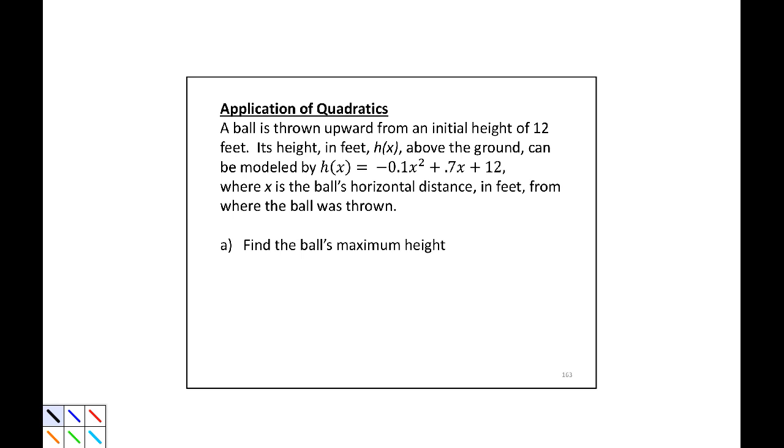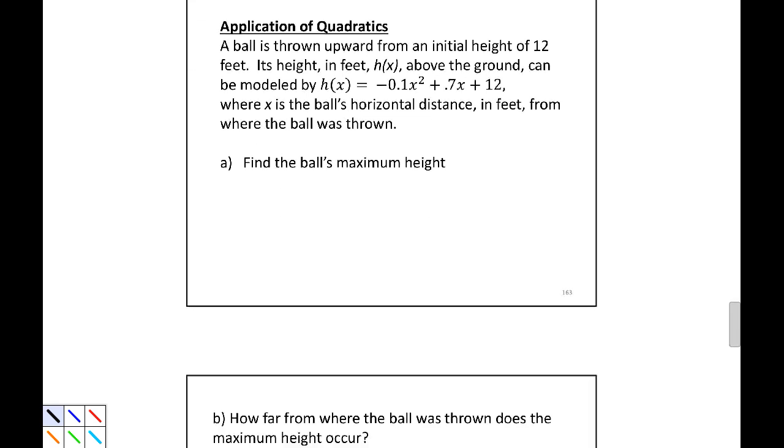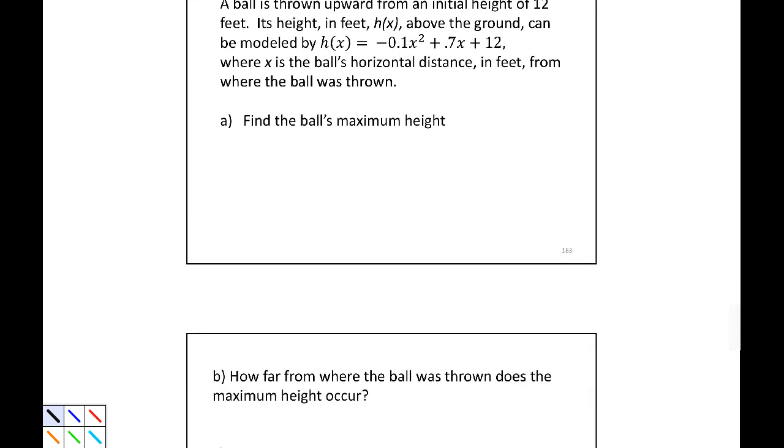Well, to answer this, it might be prudent to answer part B first. How far from where the ball was thrown does the maximum height occur? Let's find out where the maximum occurs, because the maximum of a quadratic is going to occur at its vertex. So let's go ahead and find its vertex first, or find the h value so that we can find k in our vertex.